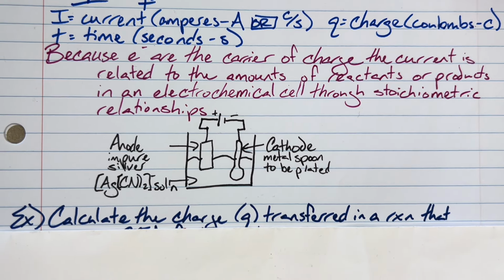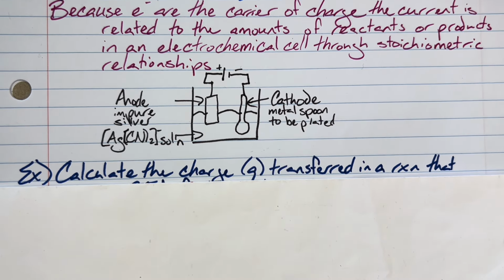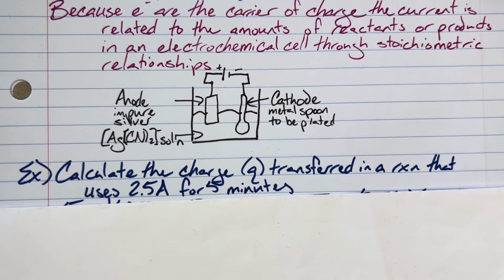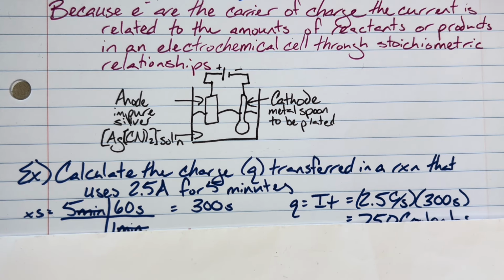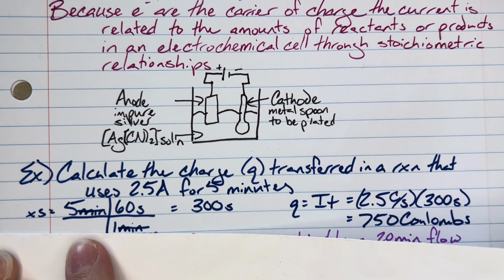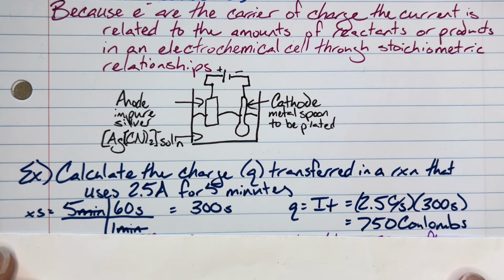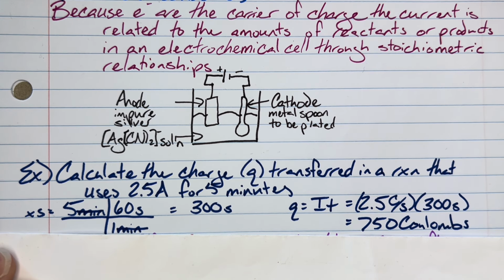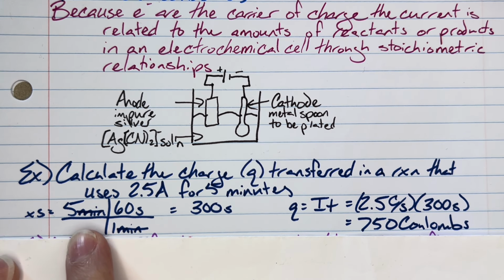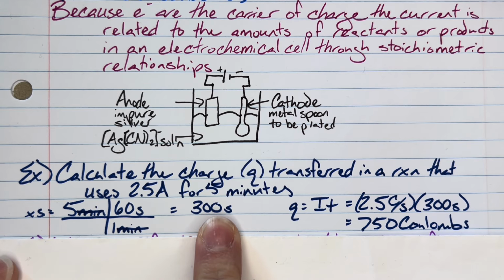I am then asked to calculate the amount of charge, Q, transferred in a reaction that uses 2.5 amps for 5 minutes. So the first thing I'm going to do is convert out of minutes and into seconds, since my I is equal to Q over T, the T has to be in seconds. So I'm going to convert from 5 minutes to seconds. That gives me 300 seconds.